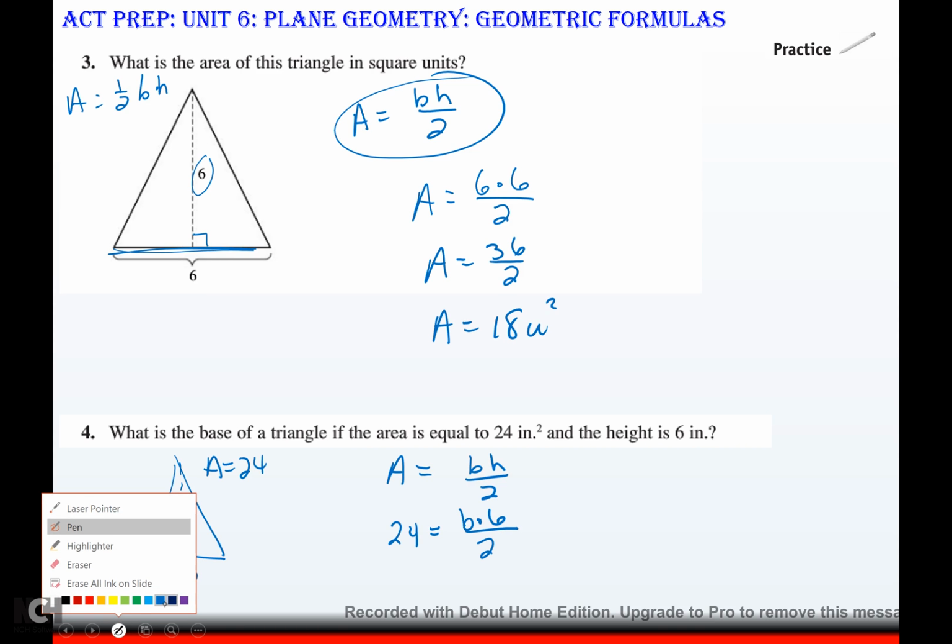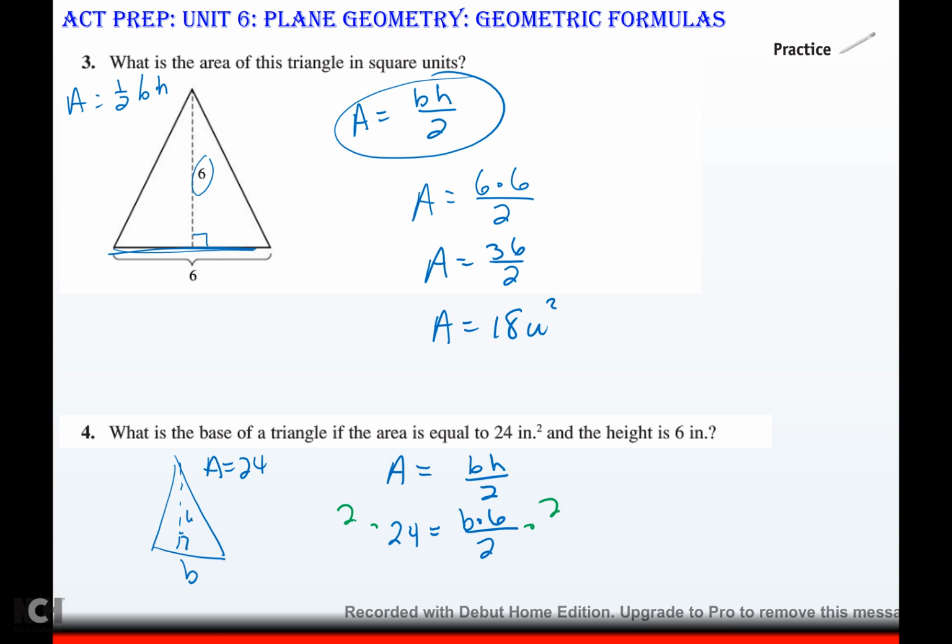To solve this, I don't want that fraction, so I'm going to multiply by 2. That gives me 48 equals 6b. So then I'm going to divide by 6, and I get b equals 8 inches. Okay?